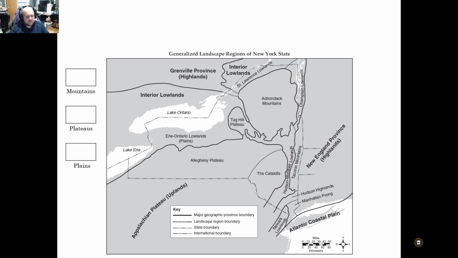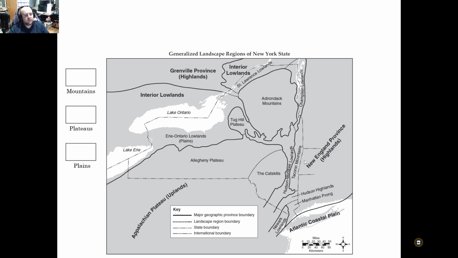What this page shows us, we haven't looked very much at this page, but it is the generalized landscape regions of New York State. Here's the Adirondack Mountains, so that's a landscape. The lowlands are up here, which are plains. The lowlands down here. Here's the Allegheny Plateau, the Catskill, which we call the mountains, but it's really a plateau.